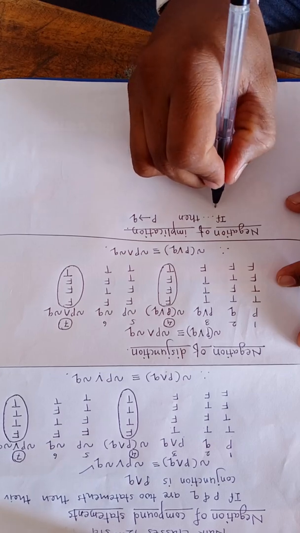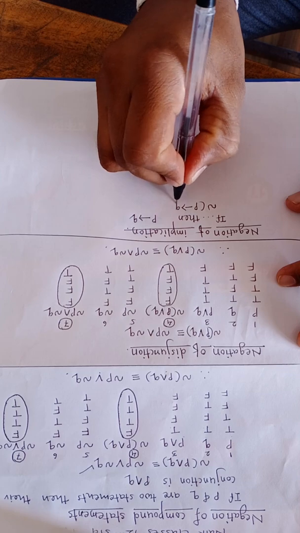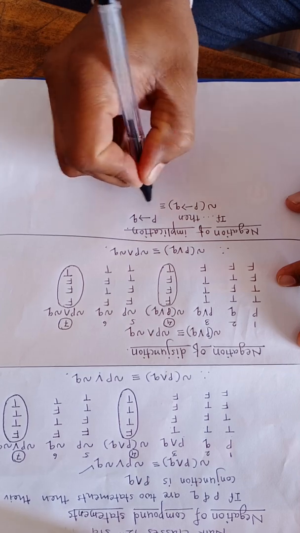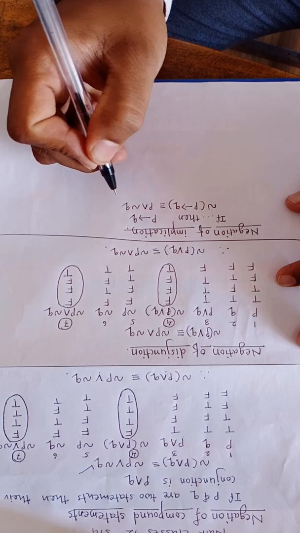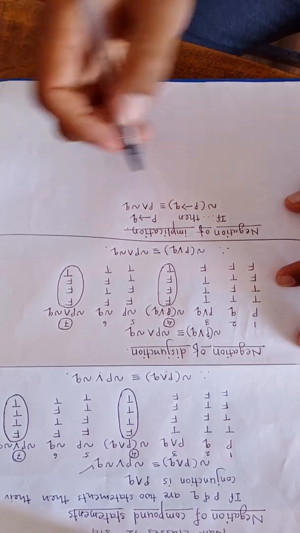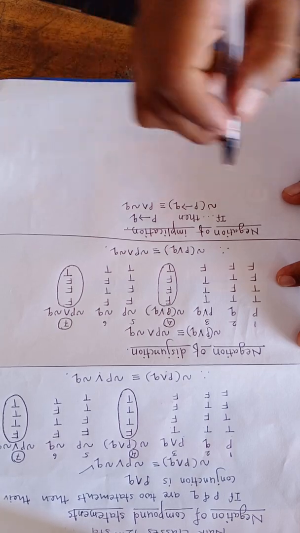Now, negation of implication is equivalent to P and negation Q. Now let us see how these are equivalent to each other.